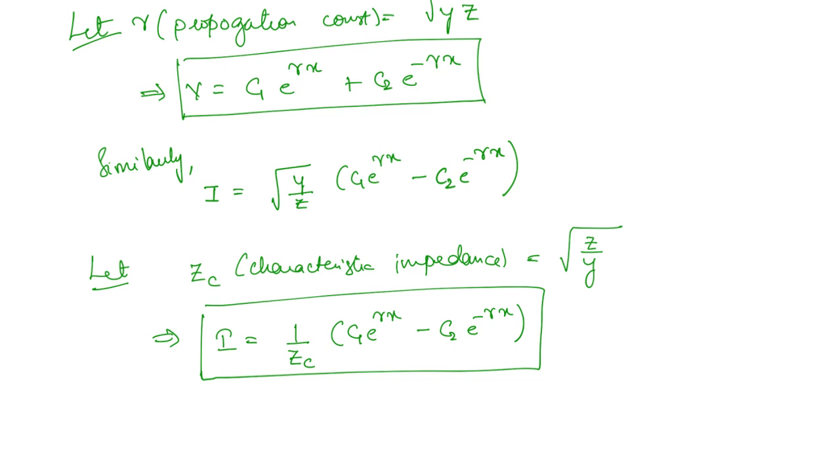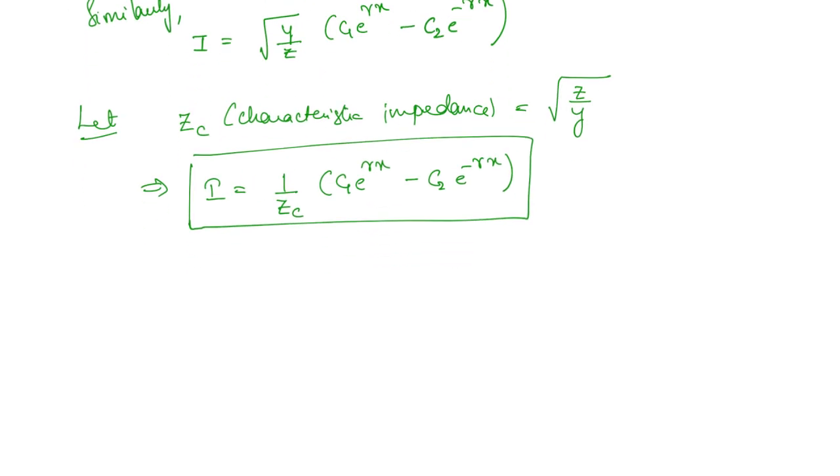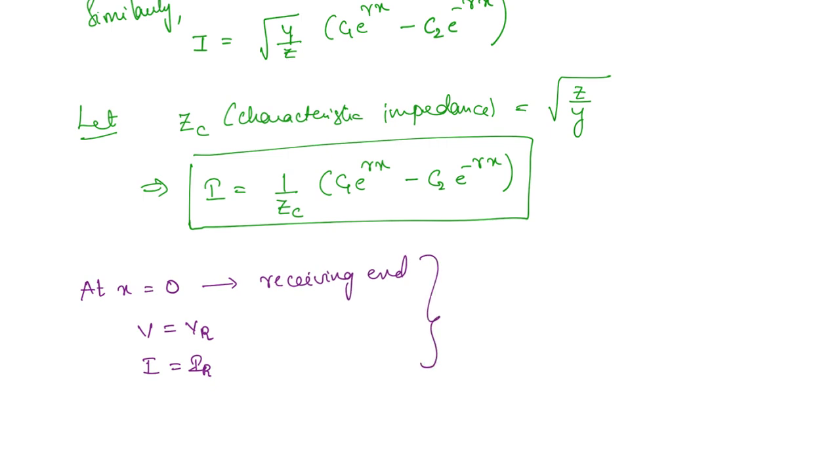Now we still have these arbitrary constants. We still have to find them. So you have to take some known condition here. What is that? At x is equal to 0, this is the receiving end. And at the receiving end, what is the voltage? VR. And the current is going to be IR. So these conditions, if you substitute in the expressions for voltage and current, then you can find the values of C1 and C2.